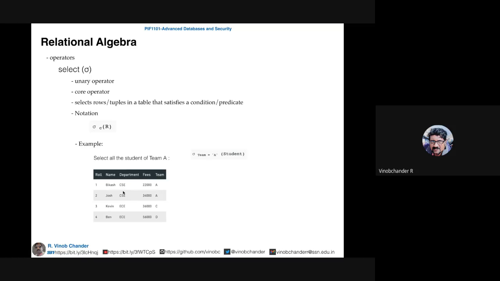And when you say team A, you are just picking 2 rows. And if you want to pick all the rows, you specify a condition accordingly. For example, I can say sigma roll number less than 5 of student. That will give me all the students having roll number less than 5, and in this table, that is 1, 2, 3, 4. So I will get all the rows. Understood? Clear?